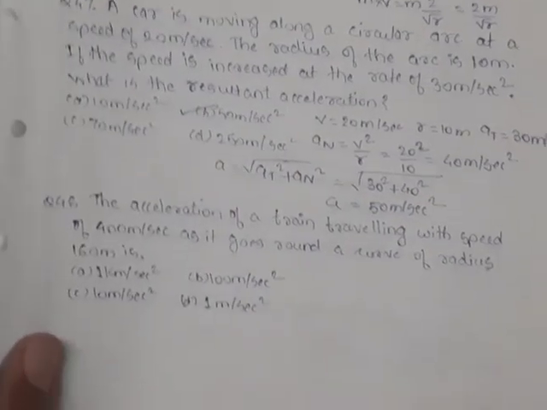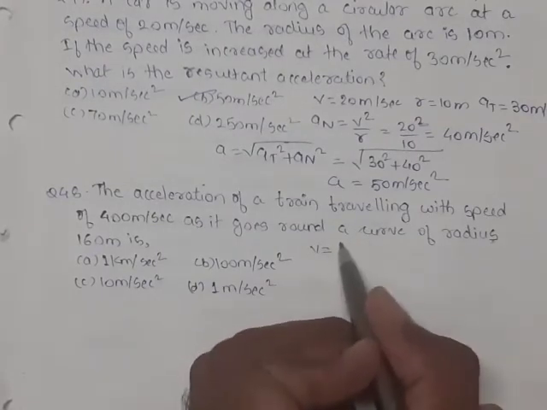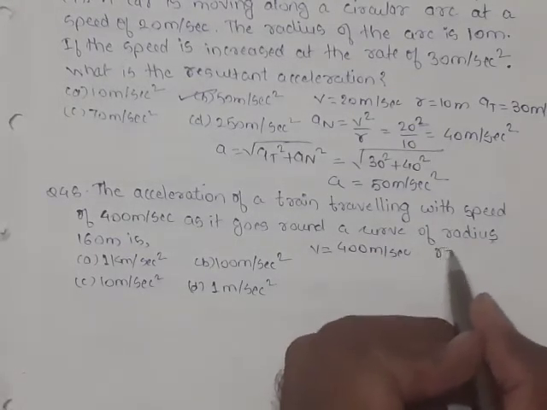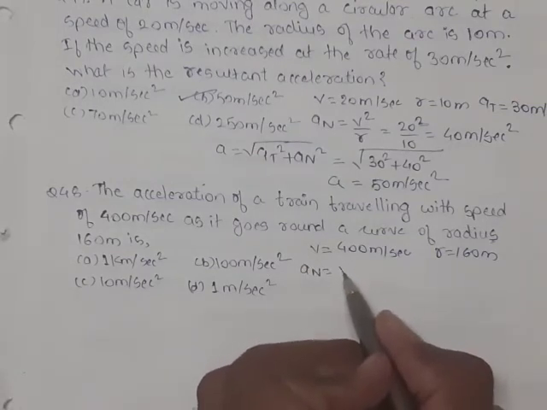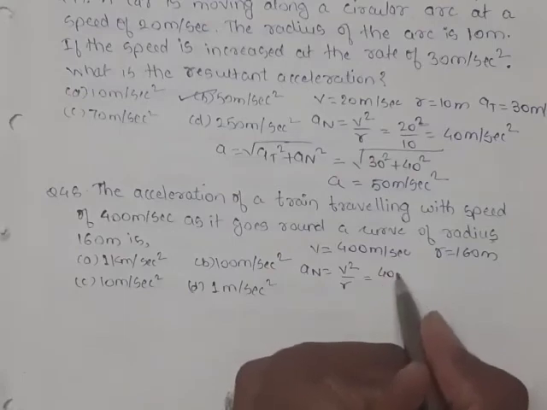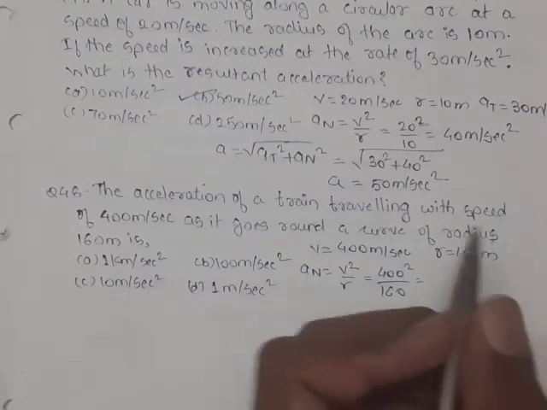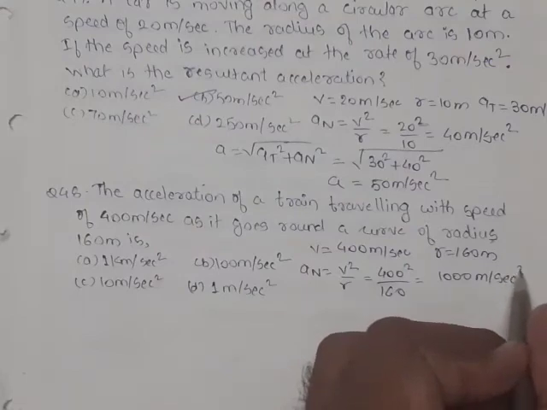Question 48. What is the acceleration of a train traveling with a speed of 400 meter per second as it goes around a curve of radius 160 meter? So here V is given, 400 meter per second, R is given, 160 meter. So we'll find an equal to V square upon R, that is 400 square upon 160. So the value of this an comes to be 1000 meter per second square.